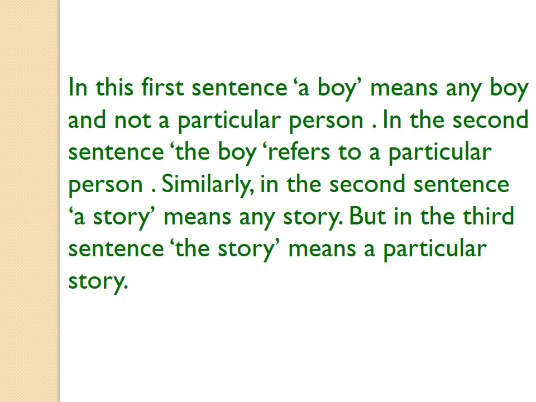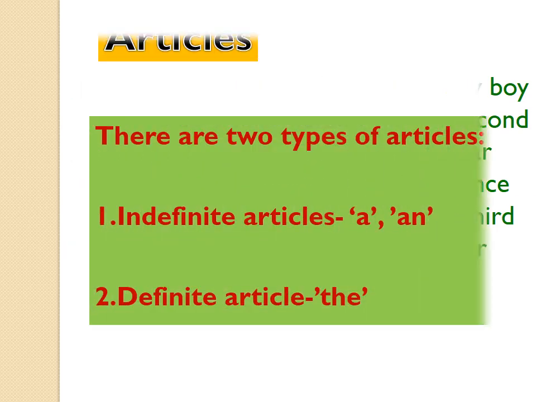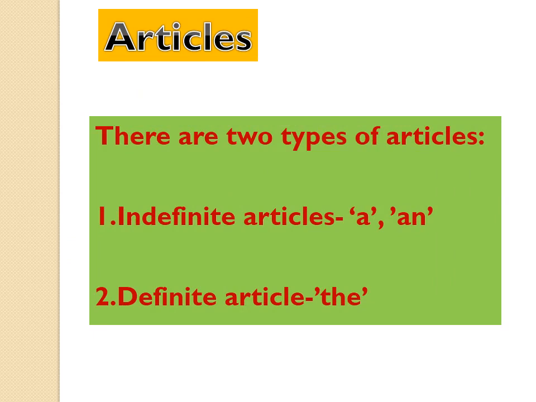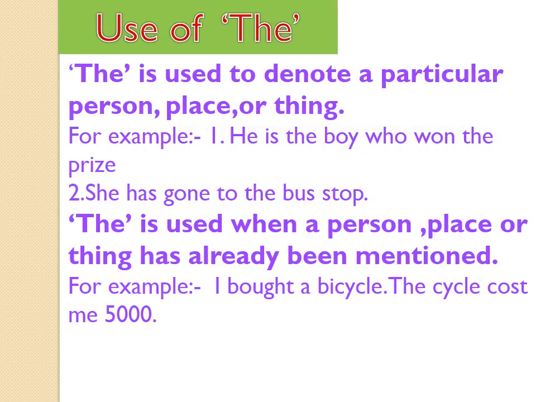Okay students, so this is the way through which we use the definite and indefinite articles. Now, once again, I'm going to give you the types. There are two types of articles. The first is the indefinite articles, a and an, that we have already discussed in a previous lesson. And the second is the definite article the, that we are going to discuss here in detail. Let's take the definite article the. The is used to denote a particular person or thing. That I have already told you in my definition or introduction.